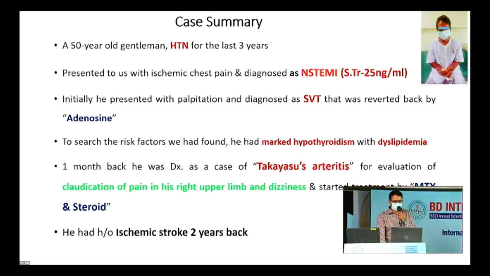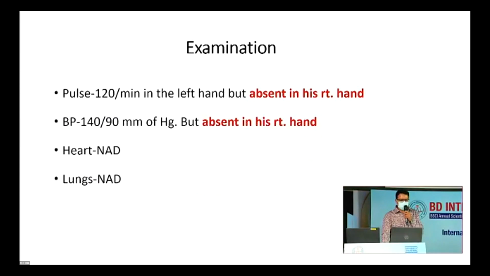To search for the risk factors, we found that he had marked hypothyroidism with dyslipidemia. One month back, he was diagnosed as a case of Takayasu arteritis for evaluation of claudication pain of his right upper limb and dizziness. He was started on treatment with MTX and steroid as per guidance of a rheumatologist. He had a history of ischemic stroke 2 years back. On examination, he had tachycardia and high blood pressure, which was absent on the right side.